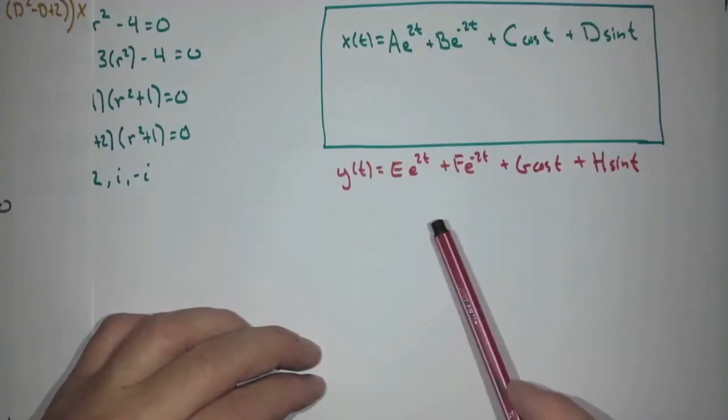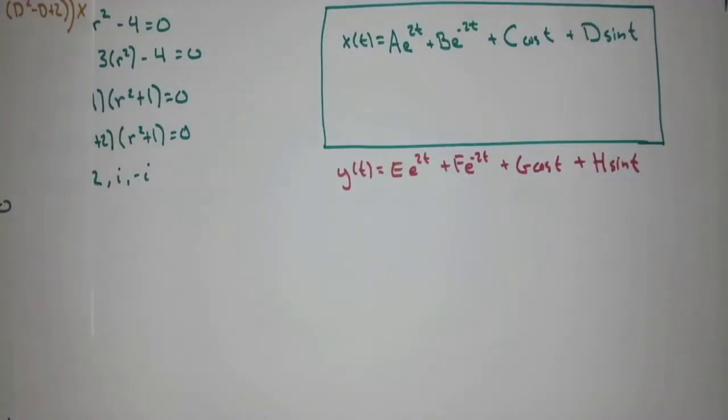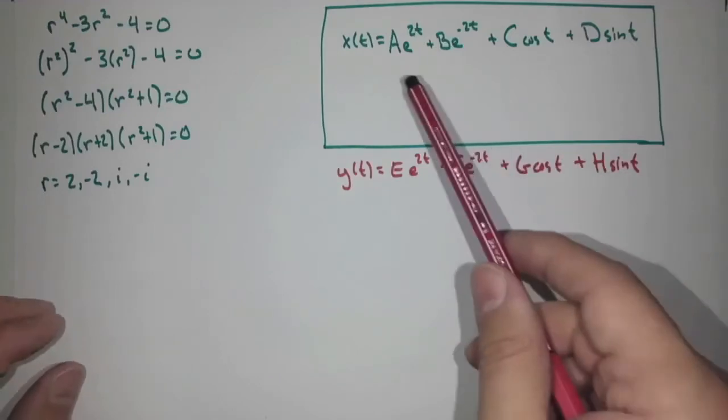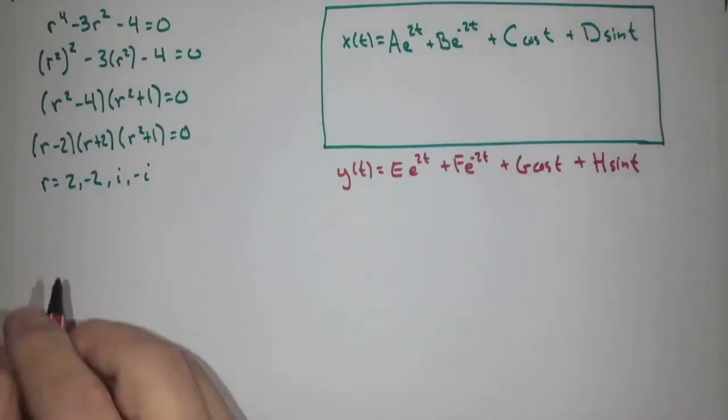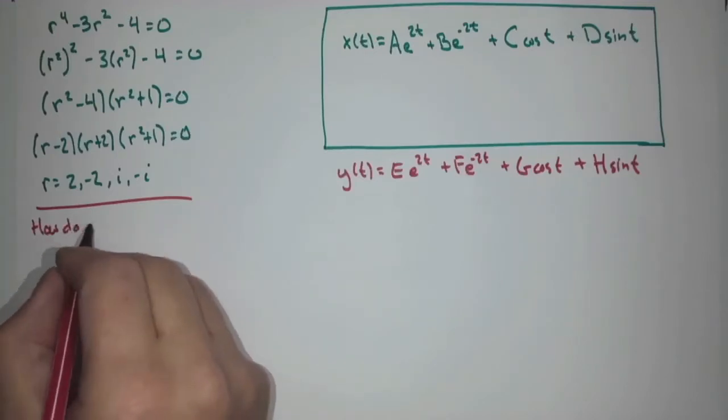Now the question is, how? So that's the second part. So how do we figure out how the E, F, G, H relate to A, B, C, D? So that's our new question. So I'm going to write it down just so we know where we're going.